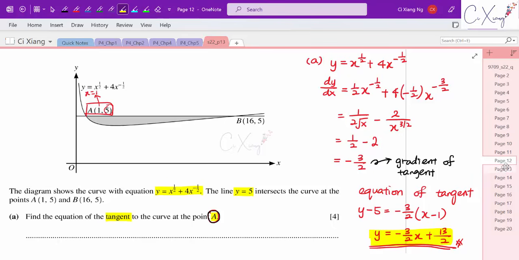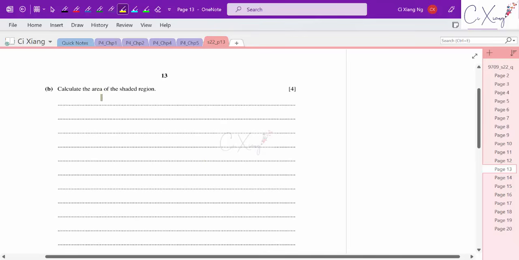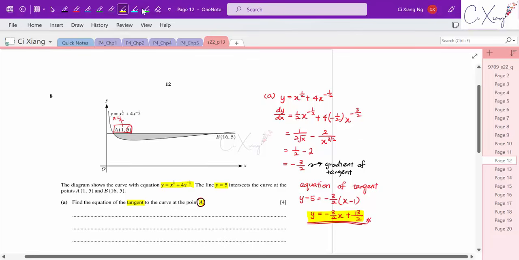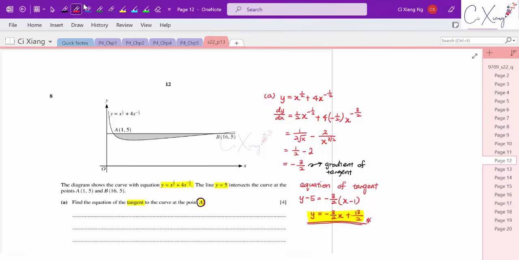Now we proceed to part B. For part B, they want us to calculate the area of the shaded region. You will see that this shaded region is bounded by the line and the curve. The upper line that bounds the area is the line y equals 5, and the lower graph that bounds the area is the curve equation.